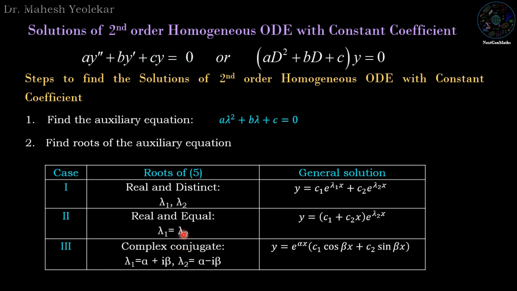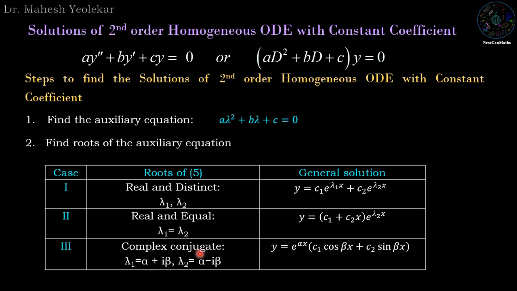On the basis of these roots, we are able to find the general solution of the given second order differential equation. Suppose lambda 1 and lambda 2 are real and distinct roots of the auxiliary equation, then the general solution is of the form y equal to c1 e power lambda 1 x plus c2 e power lambda 2 x. Suppose they are real and equal, that means lambda 1 equal to lambda 2, then the solution is of the form c1 plus c2 x into e power lambda 2 x or lambda 1 x, because both are the same.